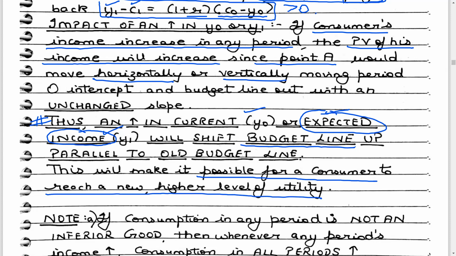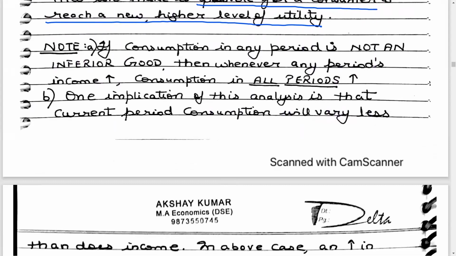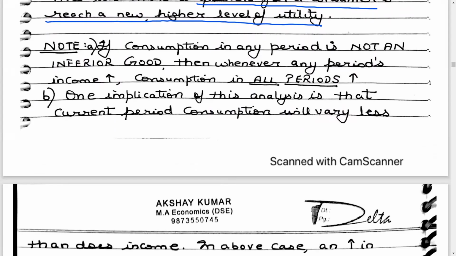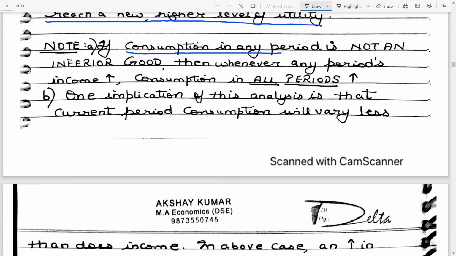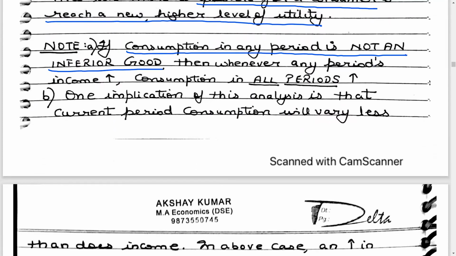So obviously we know if the endowment goes up, it causes the budget line to shift to the right because the value of the endowment goes up, which makes it possible for the consumer to consume on a higher indifference curve and be better off than before. All of you know this from the basic lectures of intermediate microeconomics. It's just kind of a revision today. So if consumption in any period is not an inferior good, assuming that consumption in both periods are normal goods, whenever any period's income goes up, consumption in all periods goes up.